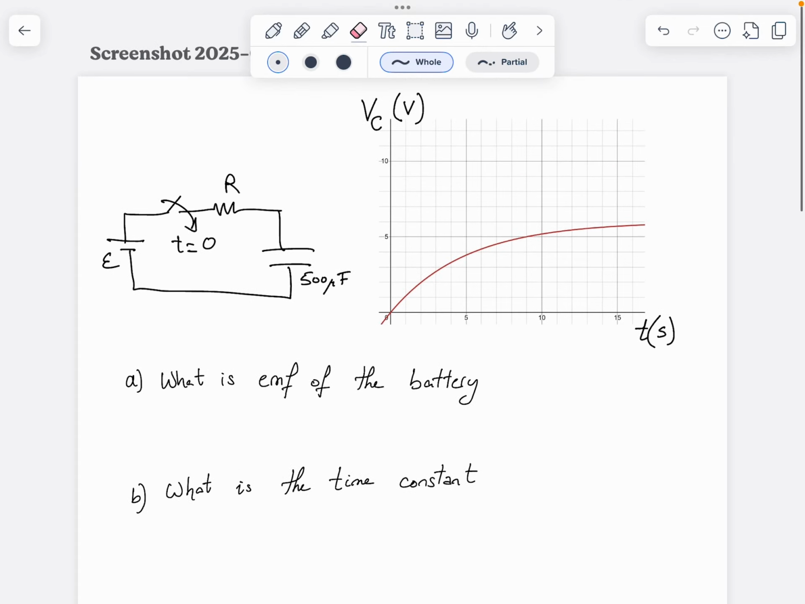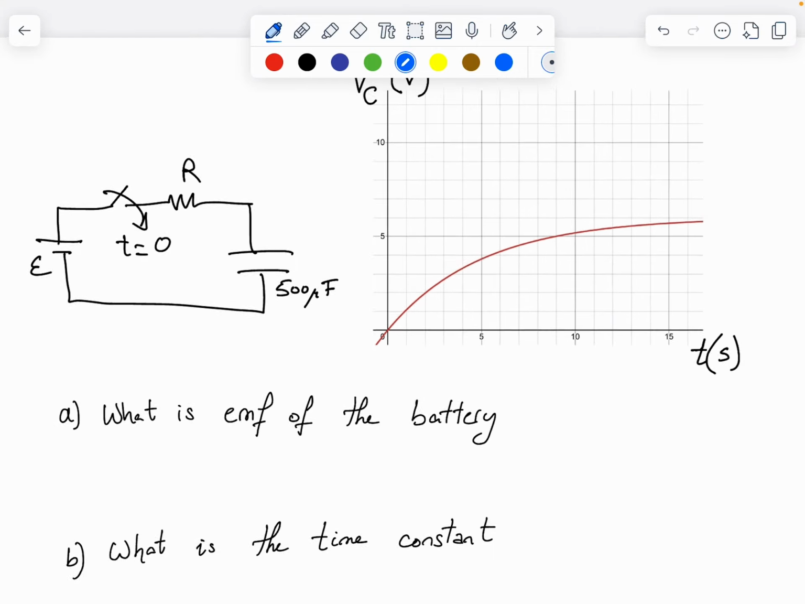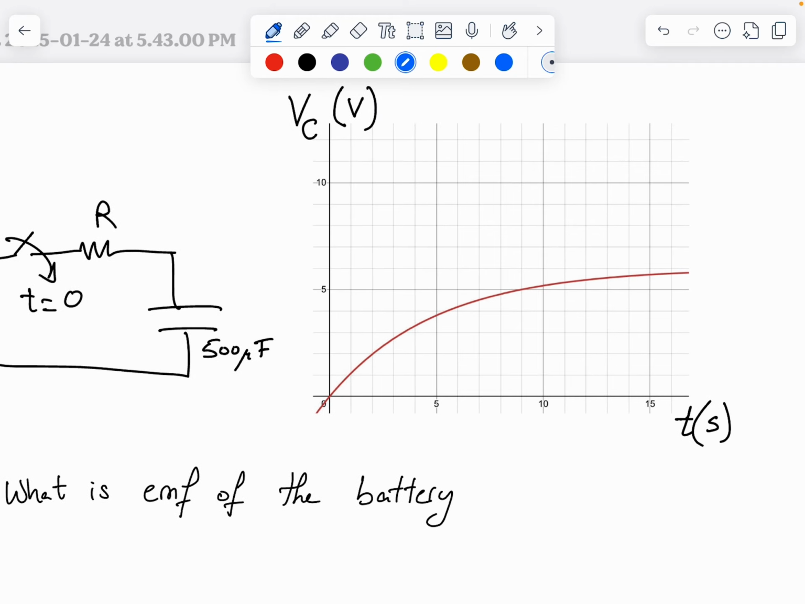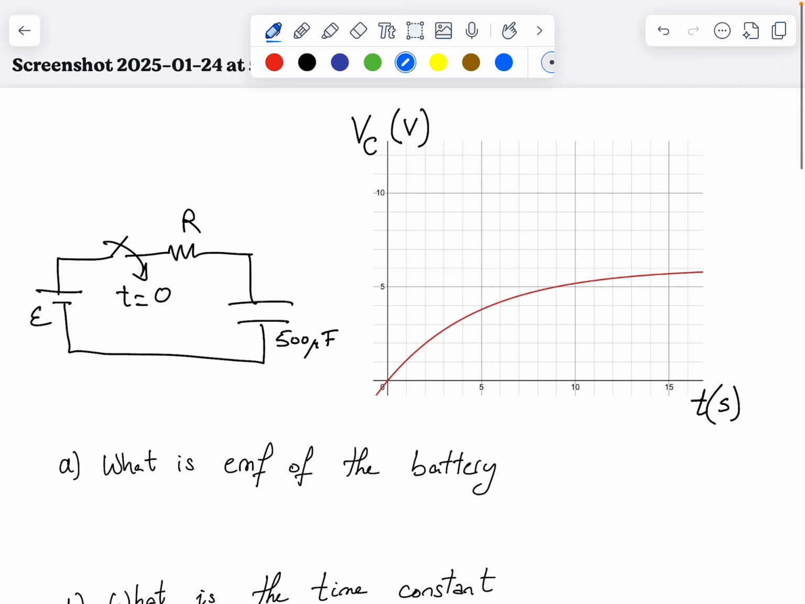Hello everyone, this is an RC circuit with a DC power supply. The switch is closed at time 0, a voltage probe is connected across the capacitor, and this is the reading of the voltage across the capacitor. Clearly the capacitor is charging.